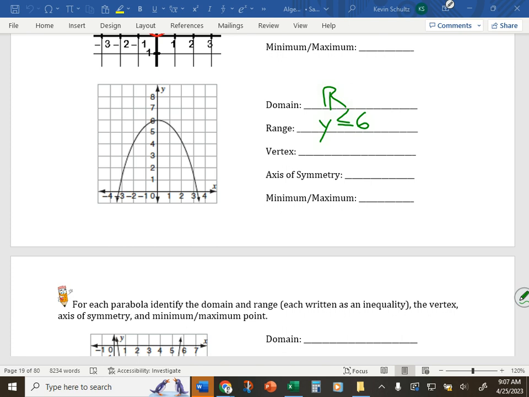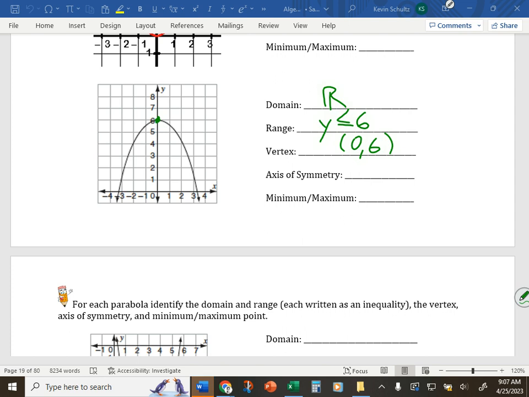Is it 6? So 6 is the y value of the vertex, right? It's that point on the curve. It's 0, 6. My bad, it's okay. 0, 6. It's that point of the curve.